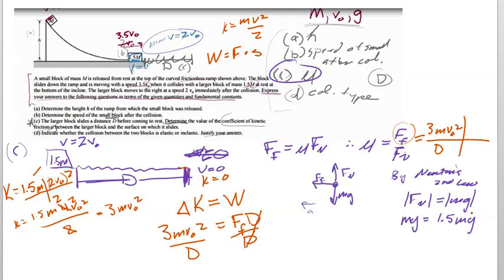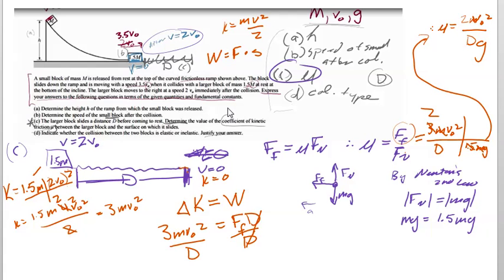So what I'm going to do is go 3 mv naught squared over D, divided by the normal force, which is 1.5 mg. The 3 and the 1.5 cancel out to 2. Ooh, ran out of room. So therefore, mu, your coefficient of kinetic friction, will be 2m. Oh, my m's cancel out too. It will be 2v naught squared over dg. Okay, let's check that.